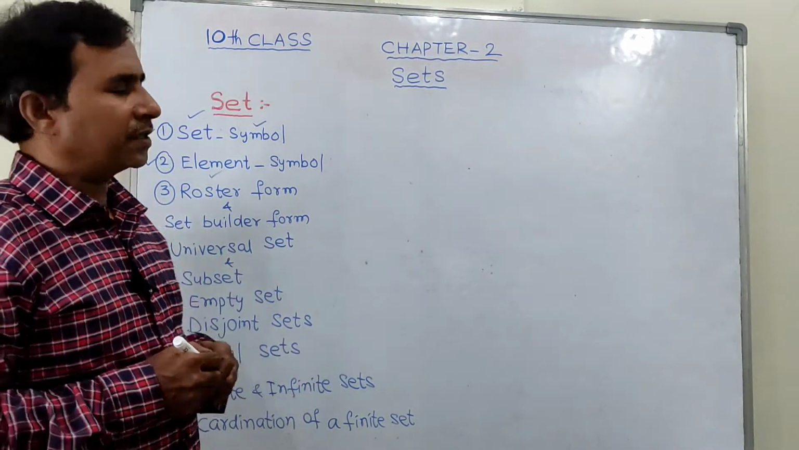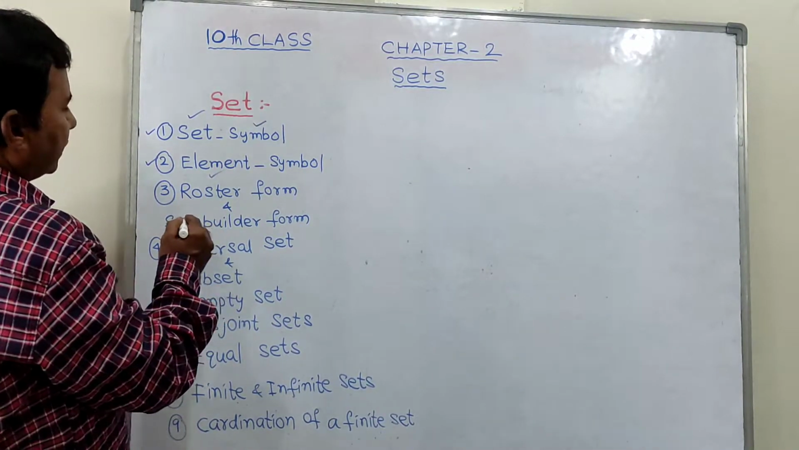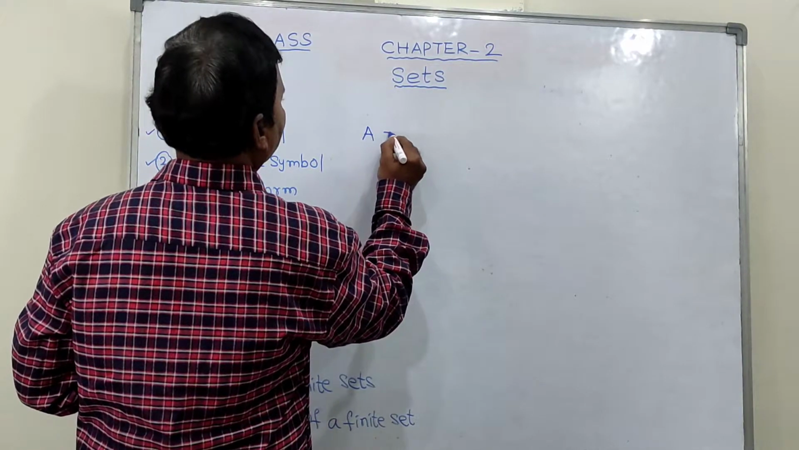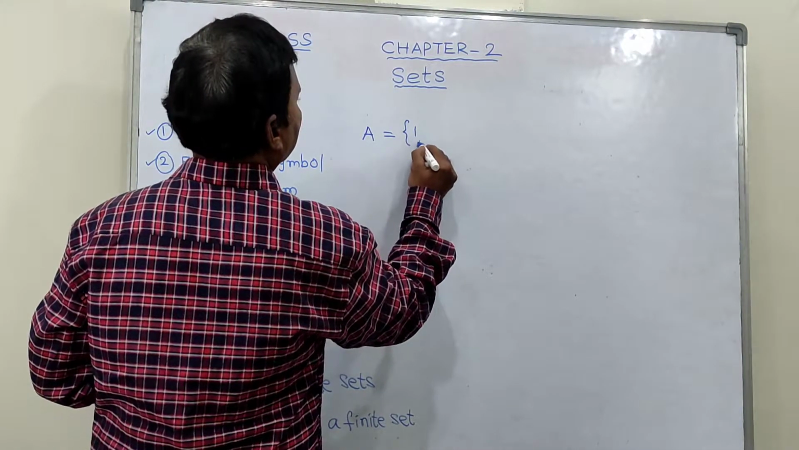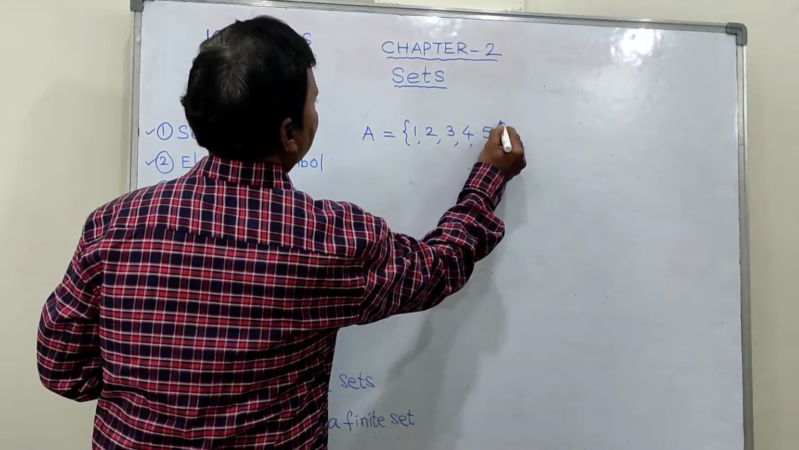Now, let us see the third definition. What is roster form and what is set builder form? Observe here. A equals 1, 2, 3, 4, 5, I am writing.